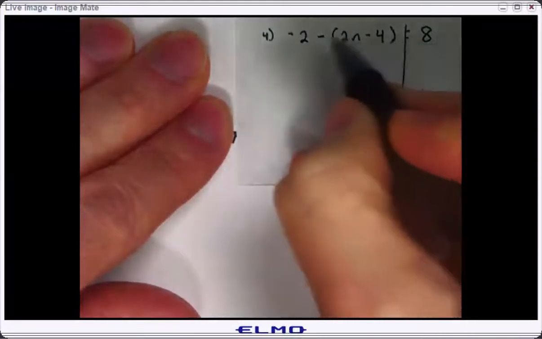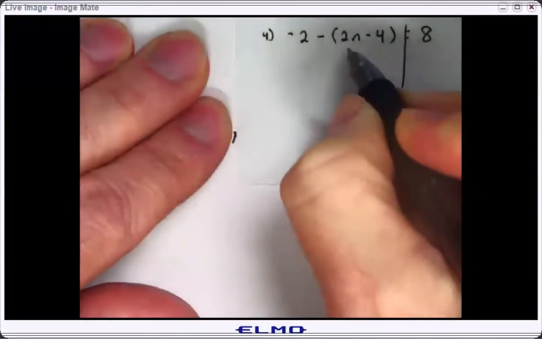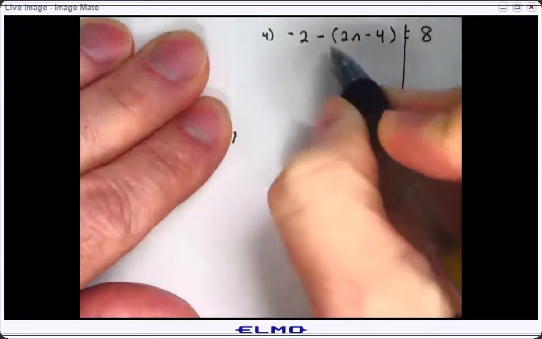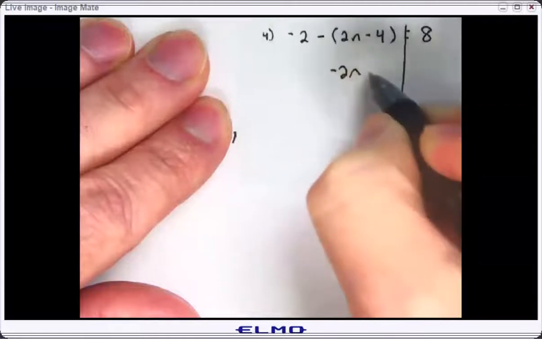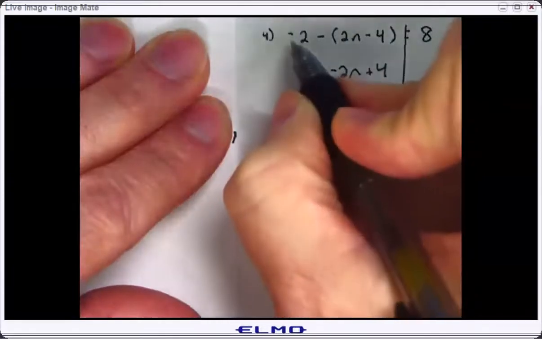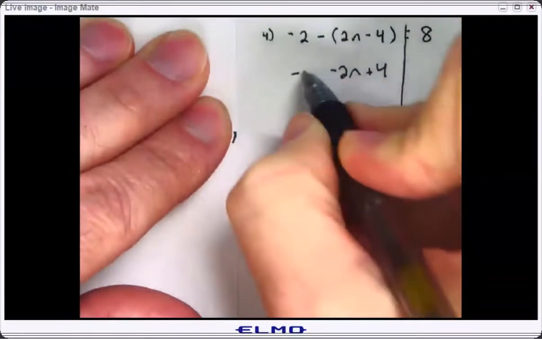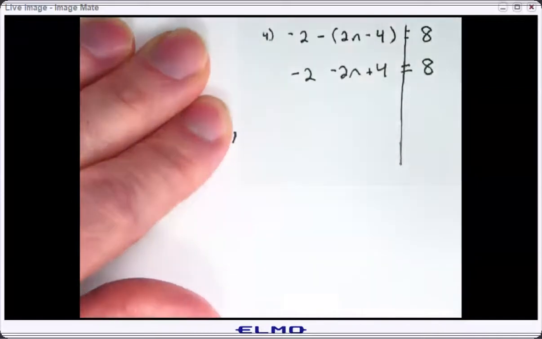Can't do what's in parentheses. I'm going to distribute my negative. Negative distributed to 2n is negative 2n, or negative 1 times 2n is negative 2n. And then negative 1 times negative 4, same sign, positive 4. I have distributed my negative. I'm going to bring down this constant of negative 2. And on the other side of the equal sign, I'm going to bring down my constant of 8.